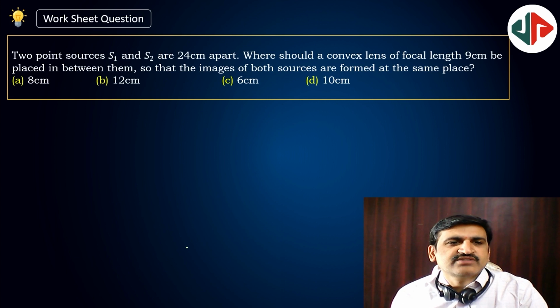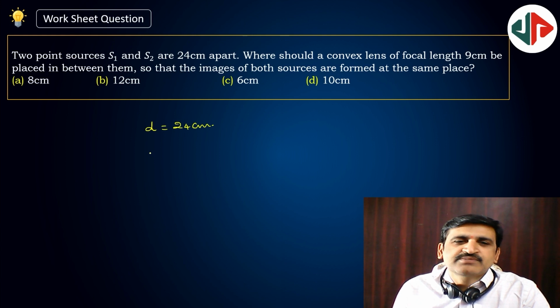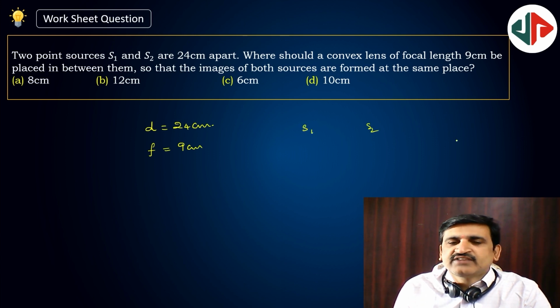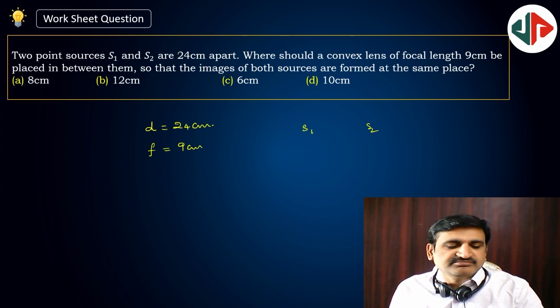Two point sources S1 and S2 are 24 centimeter apart. Where should a convex lens of focal length 9 centimeter be placed in between them so that the images of both sources are formed at the same place? Here is one source S1, another source S2, and where I have to put the lens such that the two will give images at the same place. Good question.